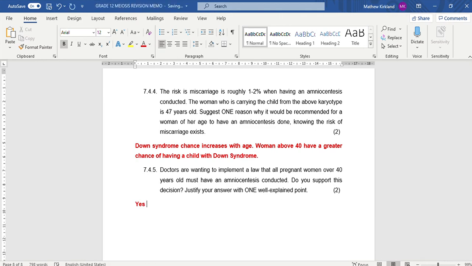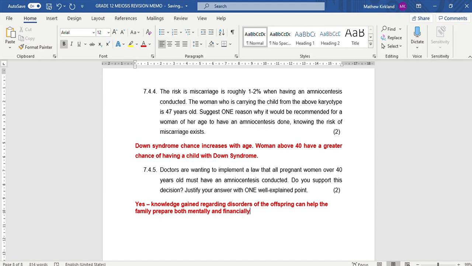So, let's say, for example, you say yes, you agree with their decision. Because why, from a scientific perspective? You could say the benefits of knowing that you potentially have a child with Down syndrome, for example. So, the knowledge gained regarding disorders of the offspring can help the family prepare both mentally and financially.